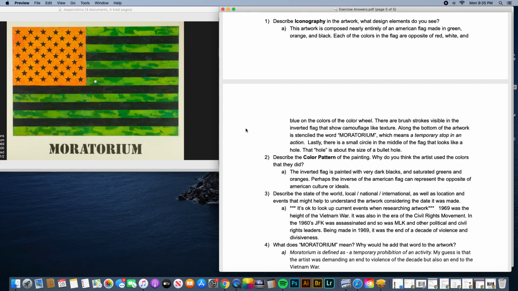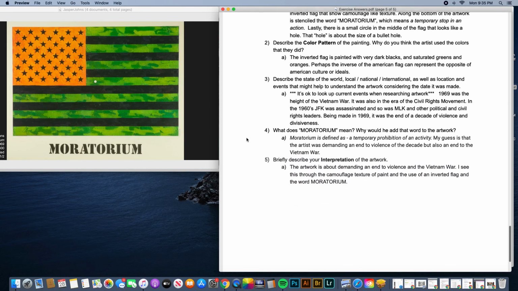Along the bottom of the artwork is stenciled the word moratorium, which means a temporary stop to an action. Lastly, there is a small circle in the middle of the flag that looks like a hole. That hole is about the size of a bullet hole. If you wrote something like that, that is an excellent description of iconography.